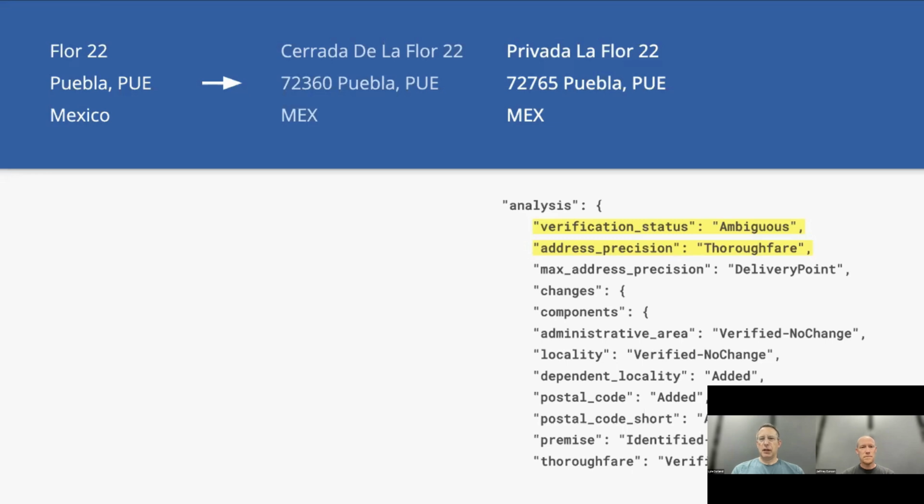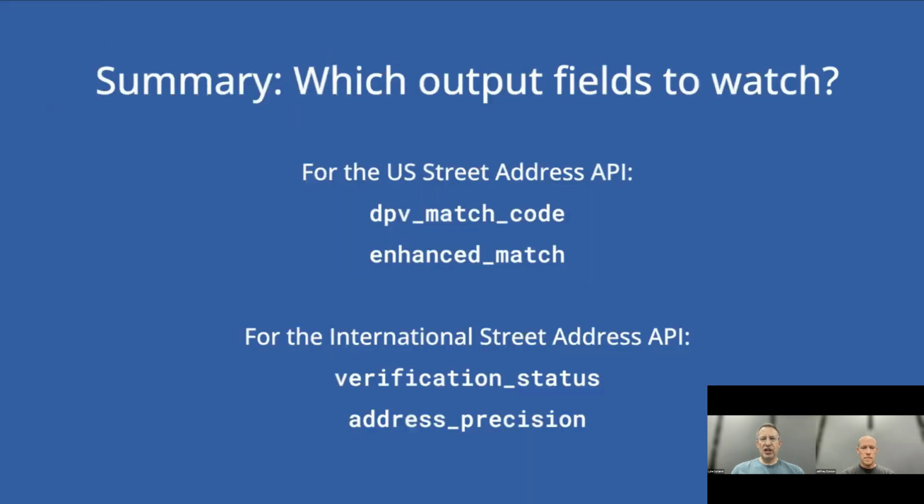Yep. All right. I'm thinking we're wrapping up here. My summary slide here, we've talked about the US Street API. We've talked about the International Street API. And these are the output fields. If you're wanting to answer the question, is the address real? These are the 2 output fields. For US Street, it's DPV match code and enhanced match. For International Street Address API, verification status and address precision. I hope that's been clear.